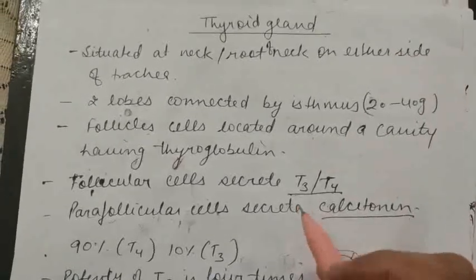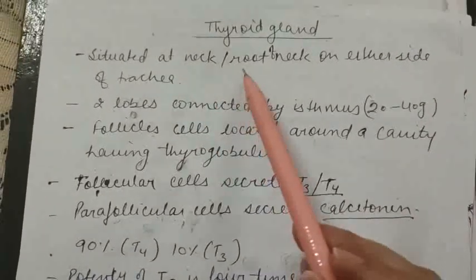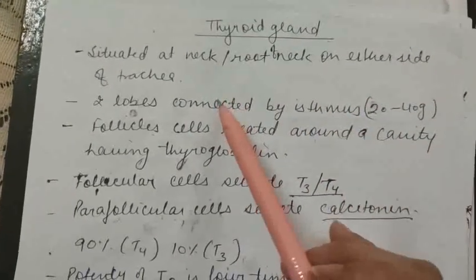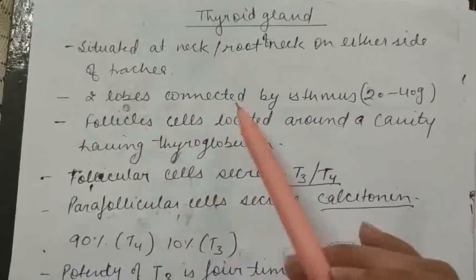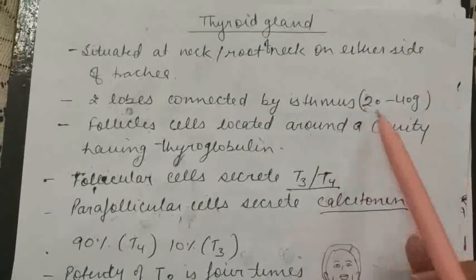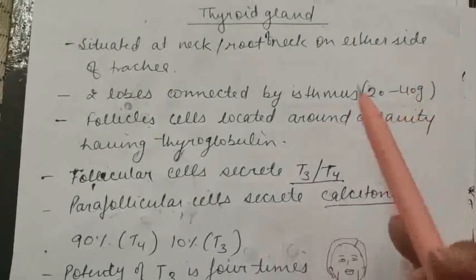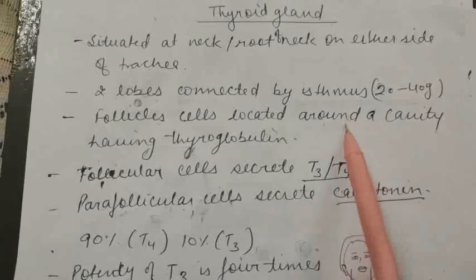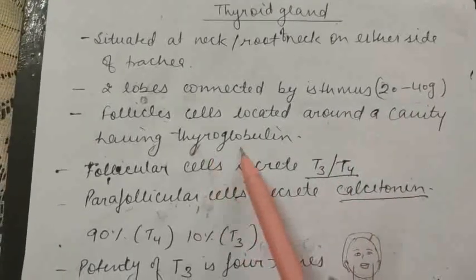So first of all, the thyroid gland. This is situated at the neck, at the root of the neck on either side of the trachea. We know that there are two lobes which are connected by an isthmus. The weight of the gland is around 20 to 40 grams. There are follicle cells which are located around a cavity which contains thyroglobulin.